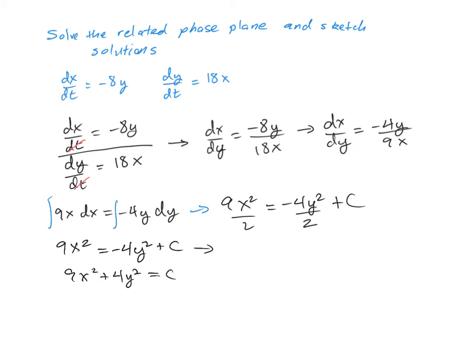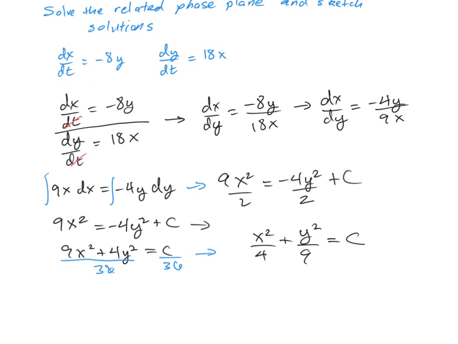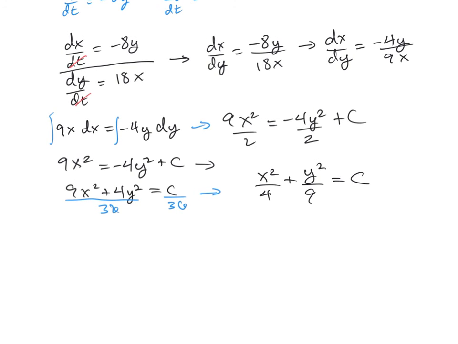And then we could actually do a little trick from college algebra or pre-calculus. We can divide this whole equation through by 36. And that will give us x squared over 4 plus y squared over 9 is equal to a new value of c. And if you think back to your days in college algebra or pre-calculus, this is an ellipse. So if we actually graph our solutions, we see that we have an ellipse.